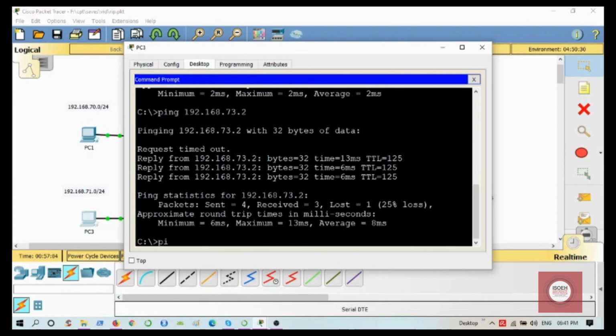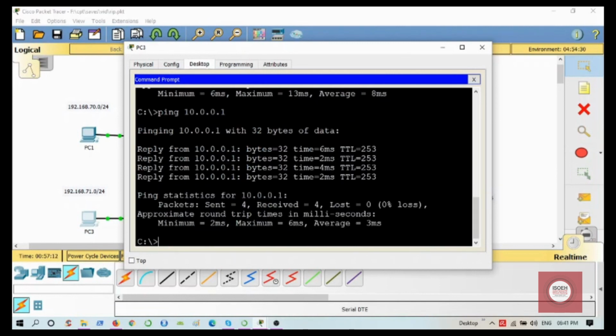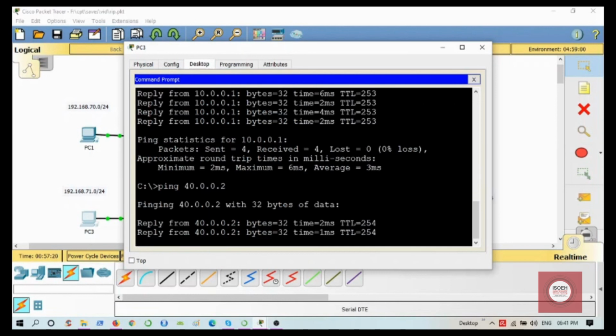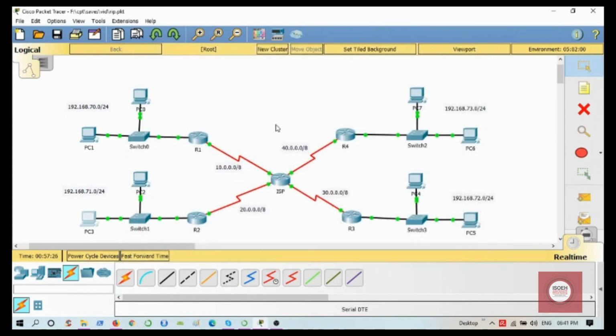Not only that, we can ping any interface of any router. So 10.0.0.1, reply is coming. 40.0.0.2, these are all router interfaces. So we can ping from any machine to any machine. Please check that, and we are done.